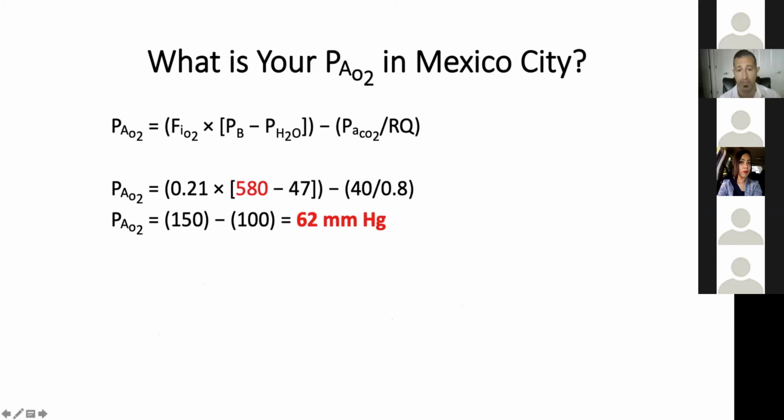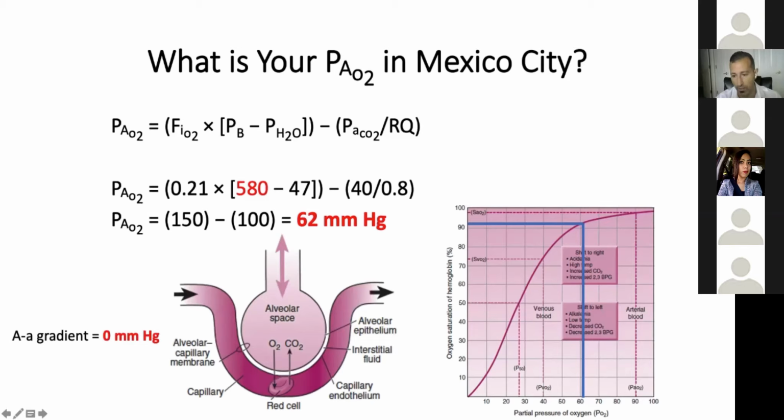What's your PaO2 in Mexico City? Well, I've substituted 760 millimeters of mercury, and in place of that, I put 580. And I didn't make the correction for PaCO2, which I've now learned, thanks to you guys, is normally around 30 in Mexico City. So we would have to recalculate this a little bit. So this value would actually be a little bit higher than 62. But for the sake of this presentation, we'll go with this number around 60. And so in Mexico City, this is a normal partial pressure of oxygen and hemoglobin saturation.